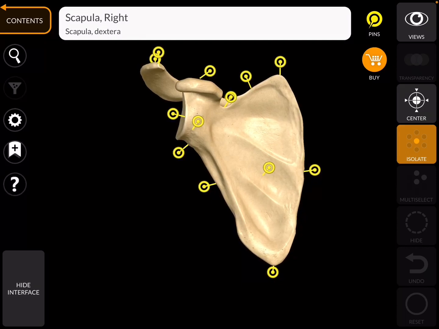It has got three borders. We are going to talk about this border, which we are going to call the medial border, and this border, which we are going to call the lateral border. Sometimes we can also refer to a lateral angle, but for now let's just focus on the medial and the lateral border. Those are the most important. It also has angles. The first angle is the superior angle, and we also have an inferior angle, which is this side.